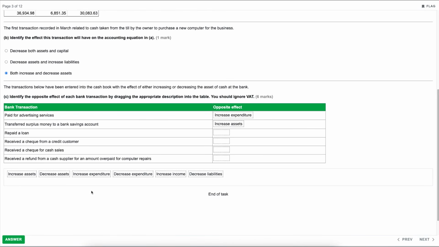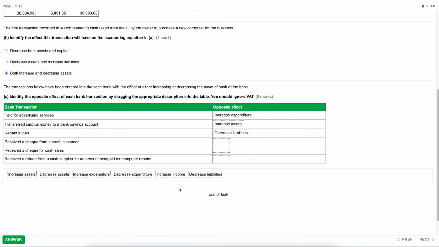Next one says repaid a loan. Now, in our cash book, that would have been another credit. It's money going out of the bank. Now, a loan, as we spoke about earlier, is a liability. If we repay a loan, that's obviously going to decrease our liability because we no longer owe as much on that loan. Or if we've paid it off in full, we might not owe anything. So the opposite effect of paying that from our bank account would be to decrease the value in our loan account. So we would have decreased our liabilities because we no longer owe that much on that particular loan.